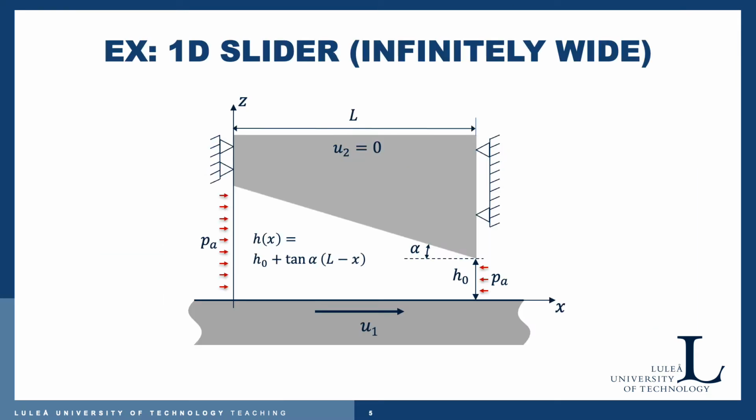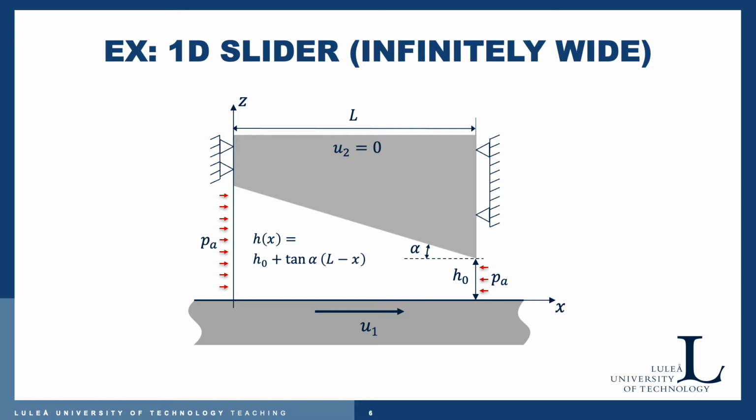Let us consider now a 1D infinitely wide slider bearing, so that we have a 2D flow problem and a solution to a 1D lower dimensional Reynolds equation. What we have here is a moving lower surface and a stationary upper surface. The lower surface moves with the speed u1, and the speed u2 of the upper surface is set to 0.